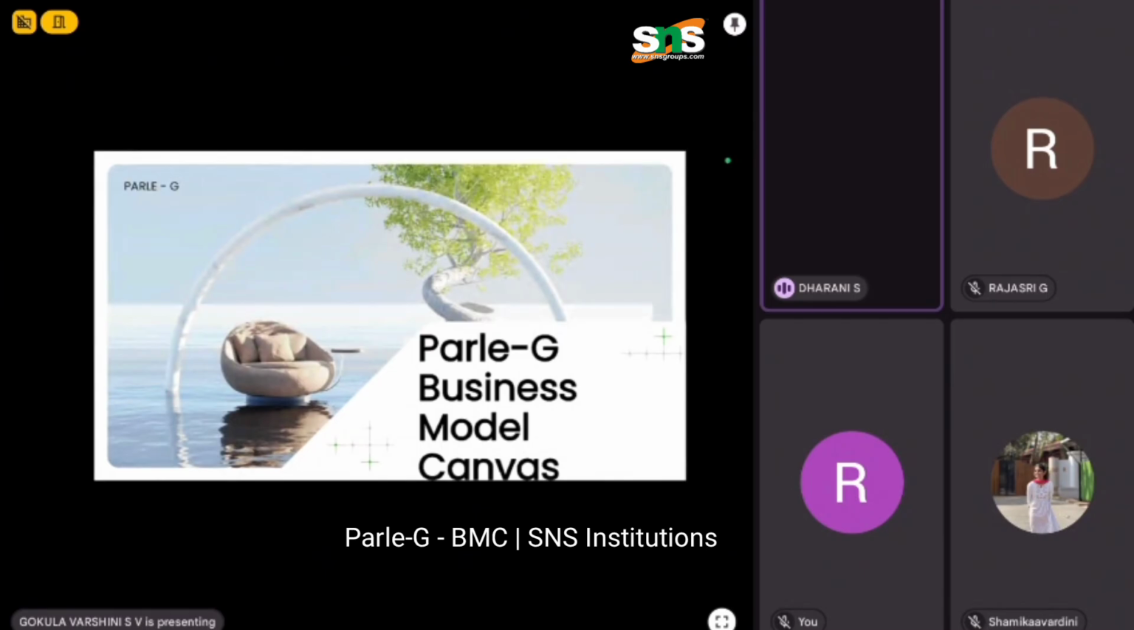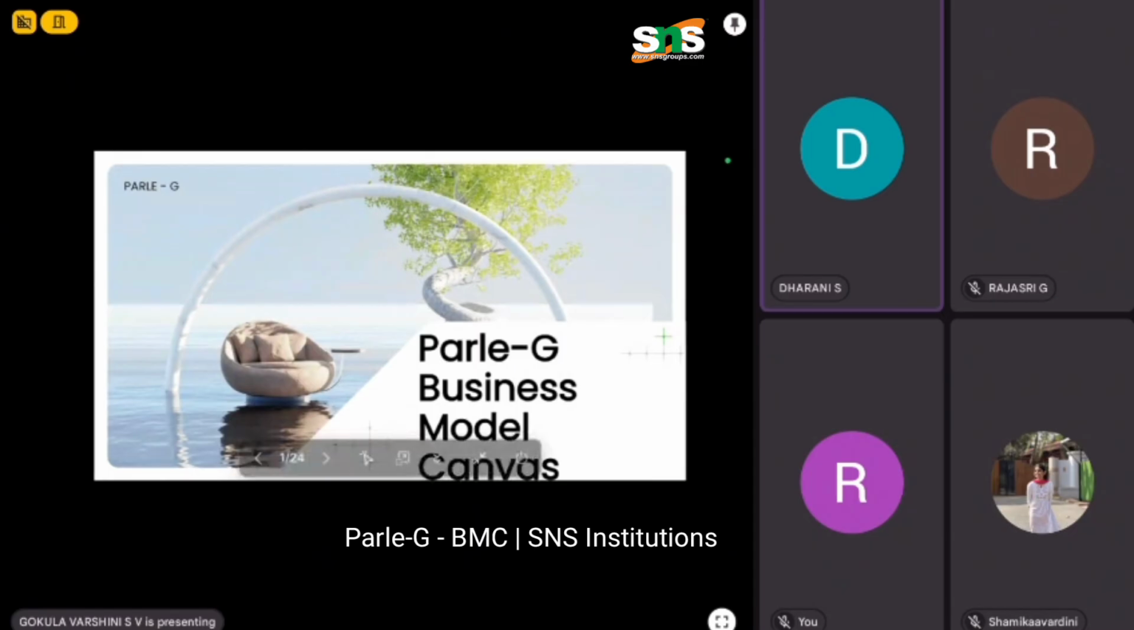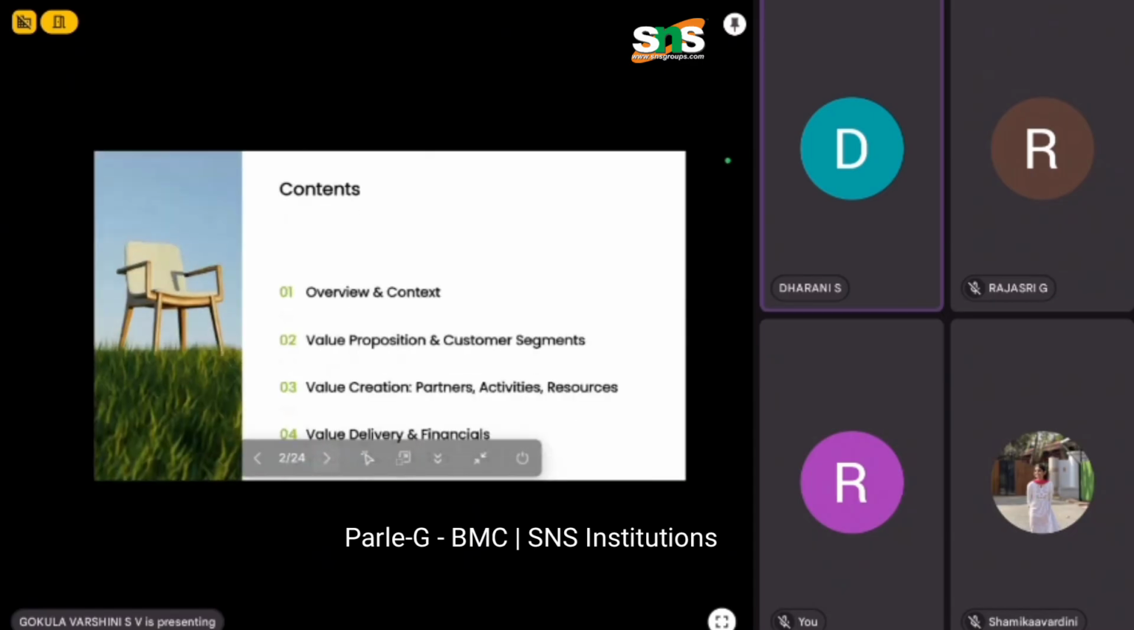Today we're going to discuss the business model canvas for Parle-G. The contents we're going to discuss are: overview and context, value proposition and customer segments, value creation, which includes partners, activities, resources, value delivery, and financials.